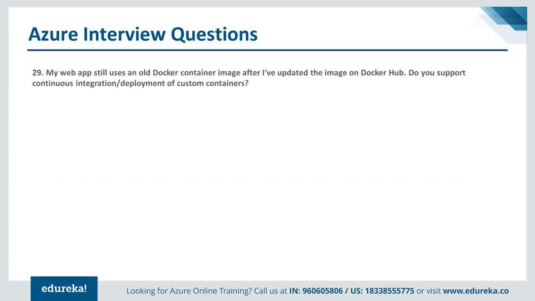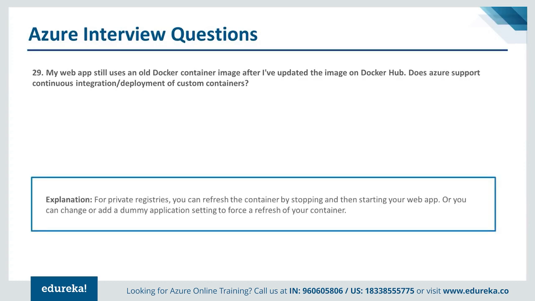A few other questions. My web app still uses an old Docker container image, and I have updated the image on Docker Hub, which is basically the new portal we talk about. So we are basically talking about container services. Do you support continuous integration deployment of custom containers? Now, first of all, for private registries, you can refresh the container by stopping and starting the web app, or you can change or add a dummy application setting to force a refresh of your container. So this is what you can do.